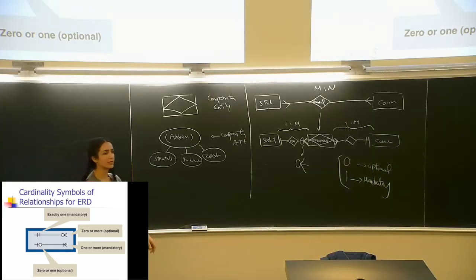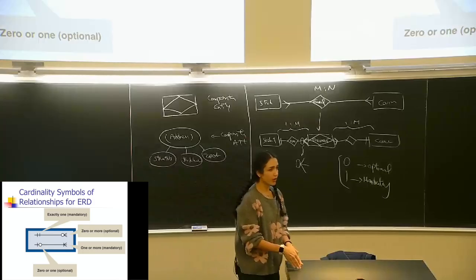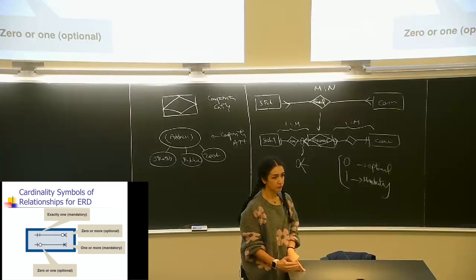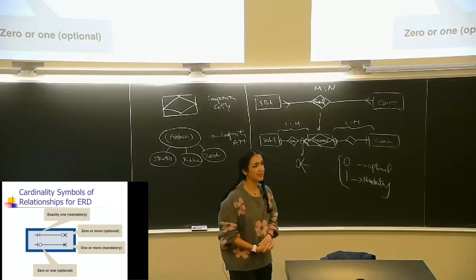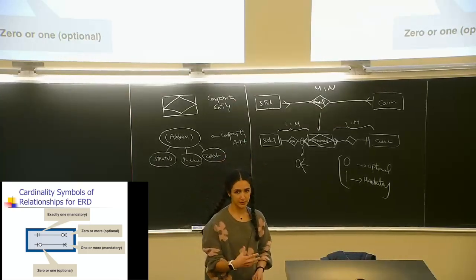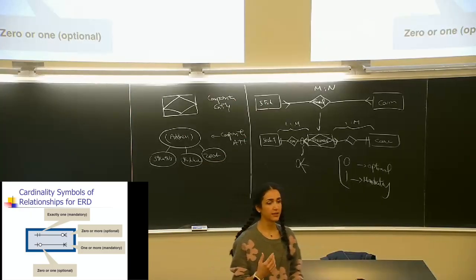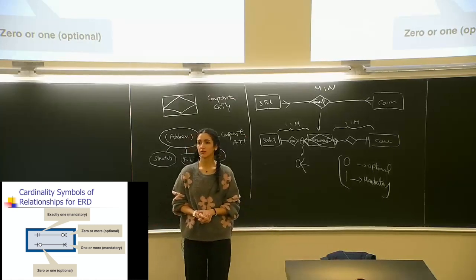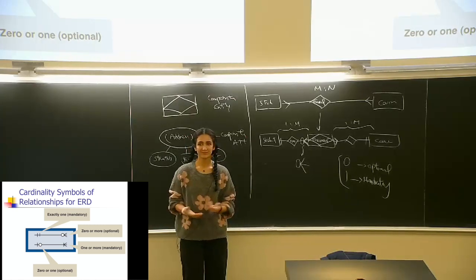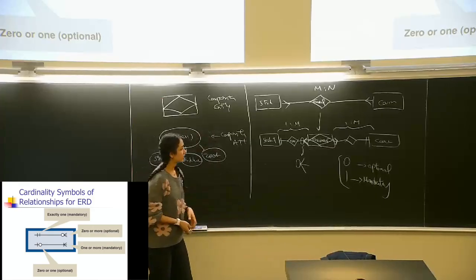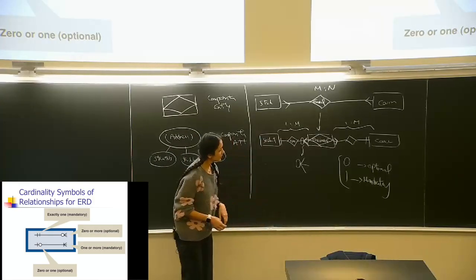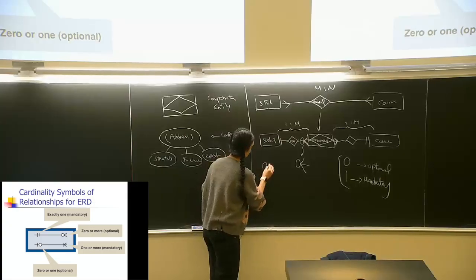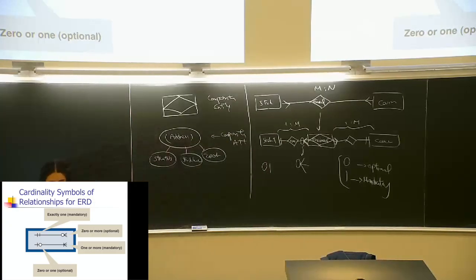For example, if you say each prof can supervise 1 student, but we can also have some professors that are not supervising any students. So if your assumption is that you can have some professors that are not supervising any student, is this optional or mandatory? Optional, right? So this is optional 1, as you see here, right? So 0 or 1, optional.